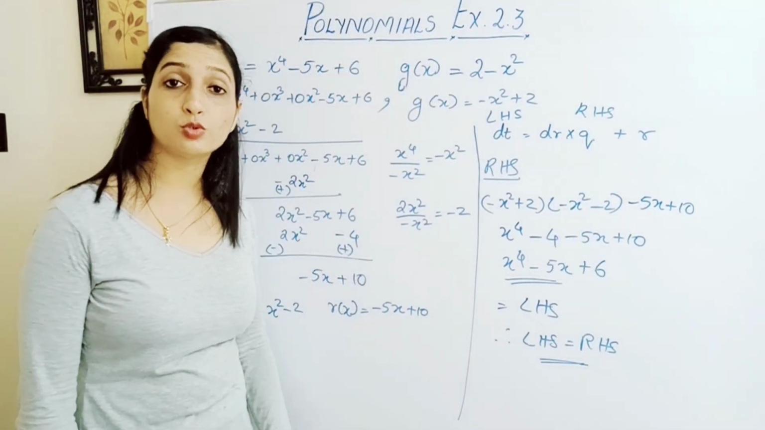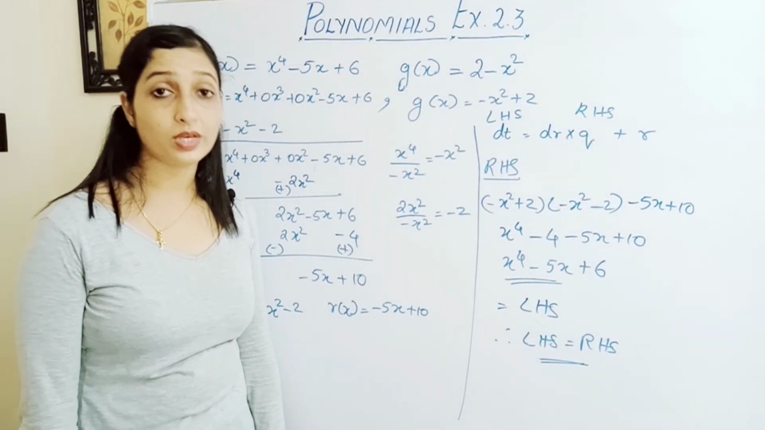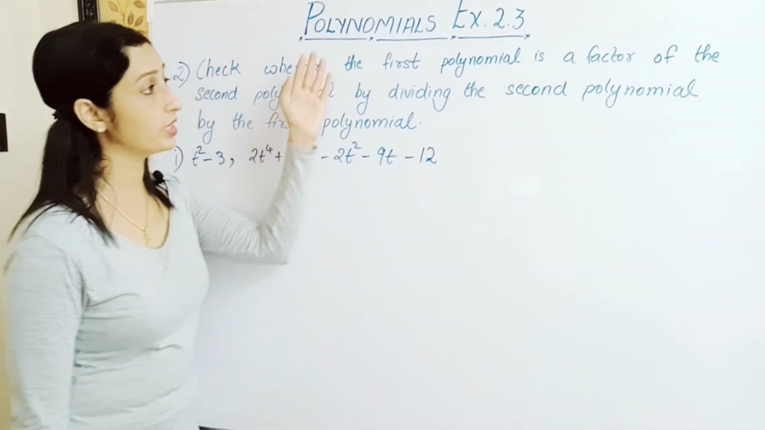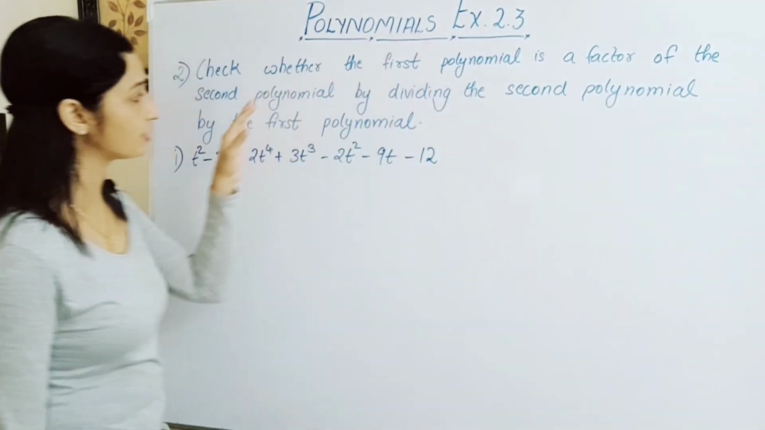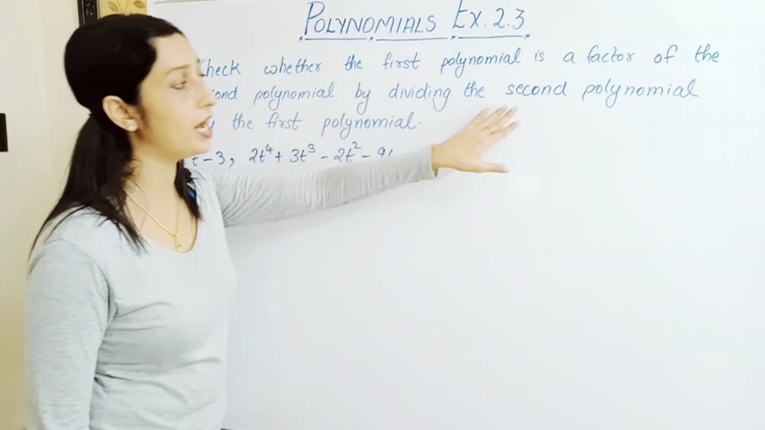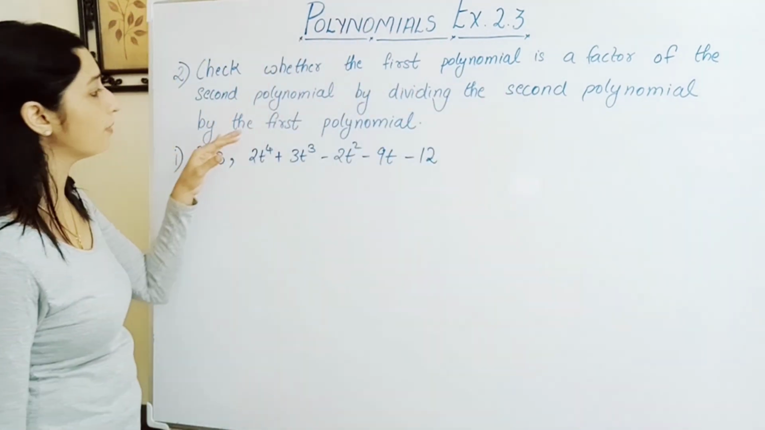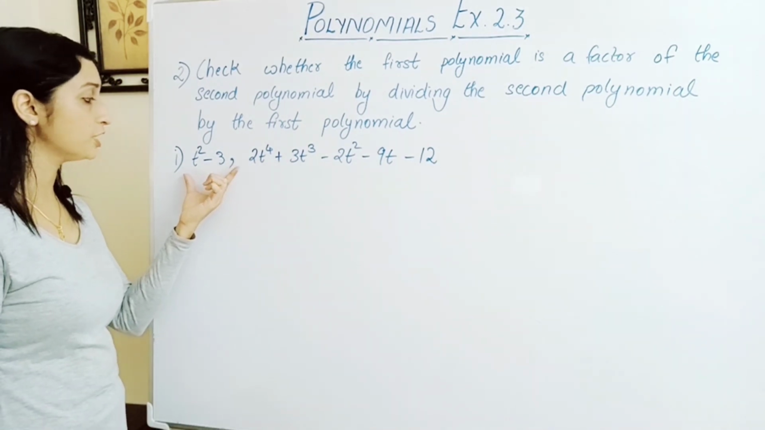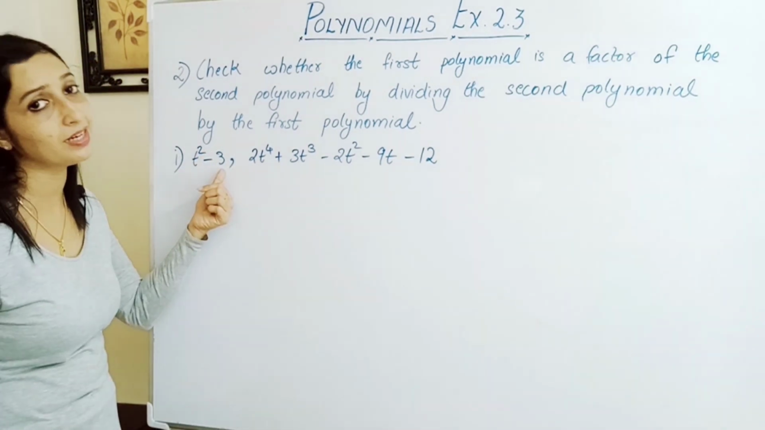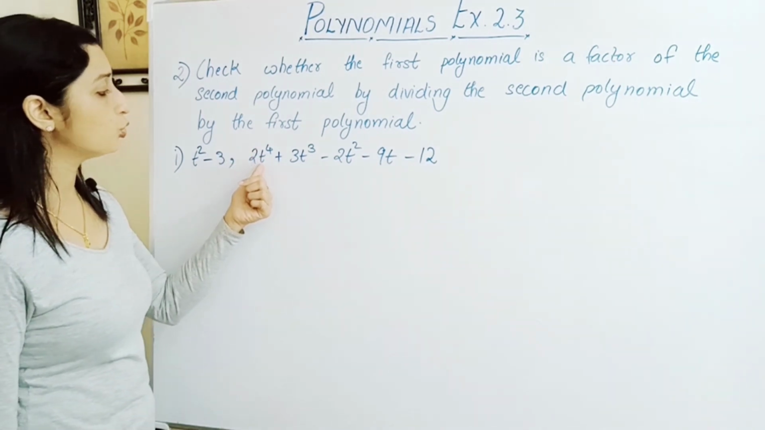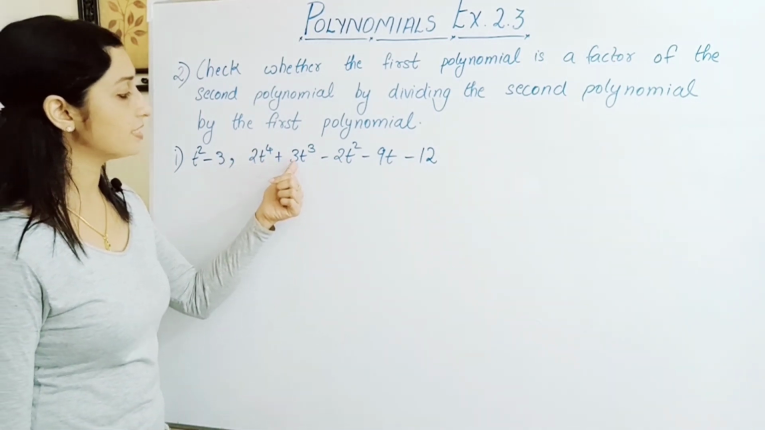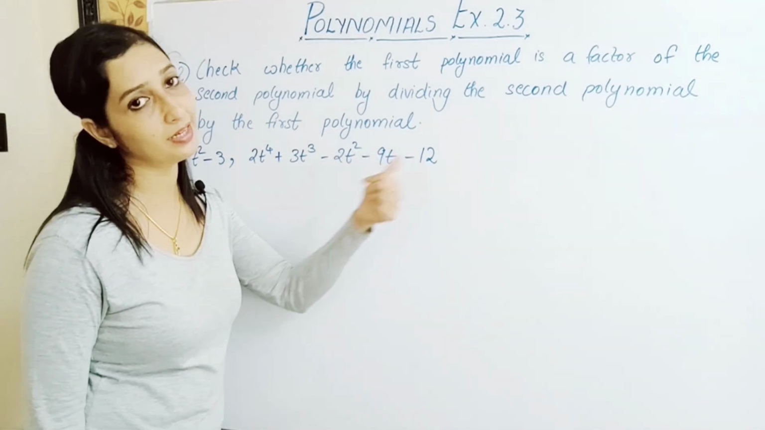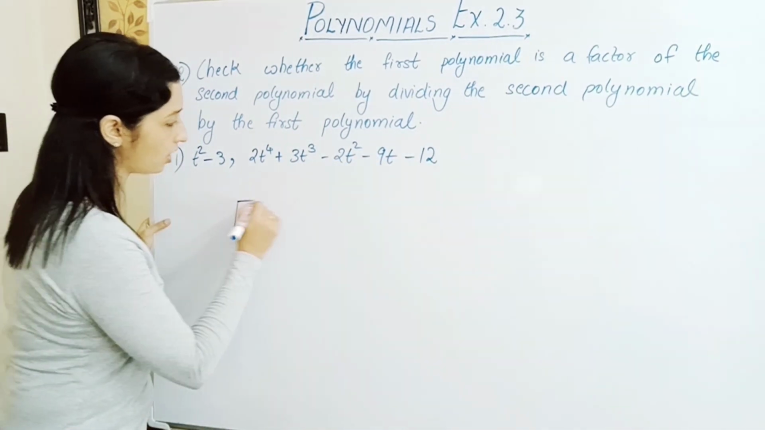So now let's move on to our next question, which is question number 2. So this is a question, that is, check whether the first polynomial is a factor of the second polynomial by dividing the second polynomial by the first polynomial. And in part 1 they have given the first polynomial as t square minus 3 and 2t raised to 4 plus 3t cube minus 2t square minus 9t minus 12. So let's do our division here.